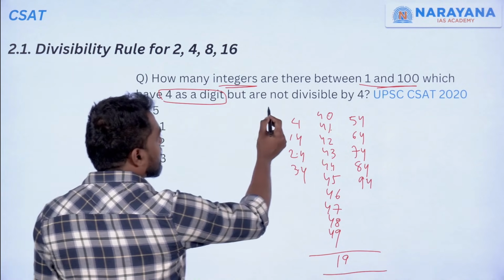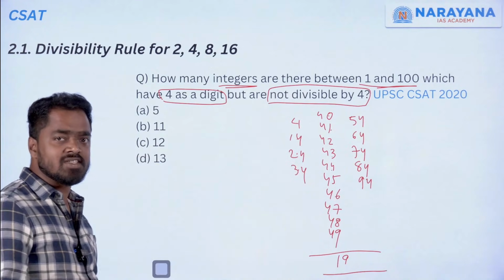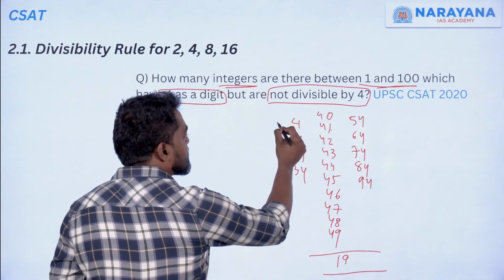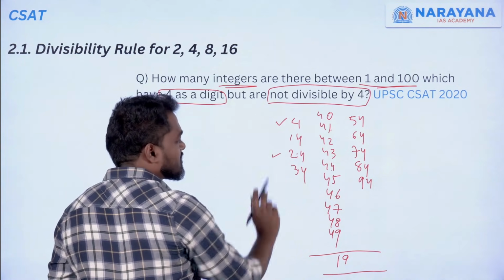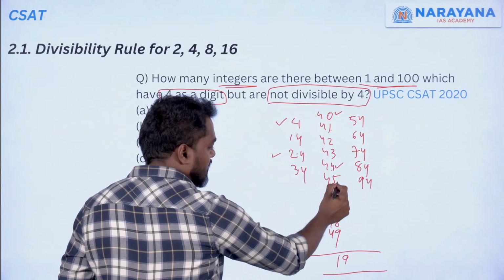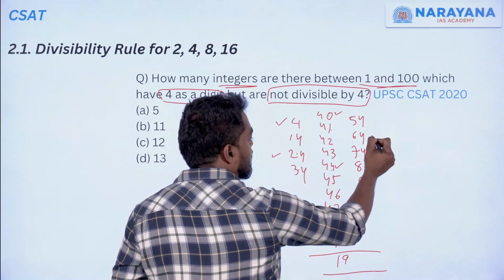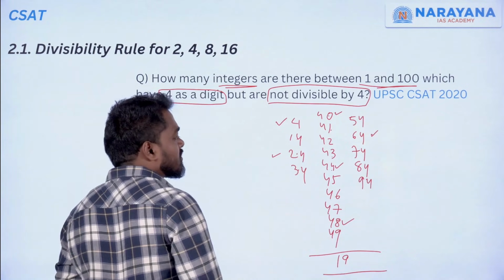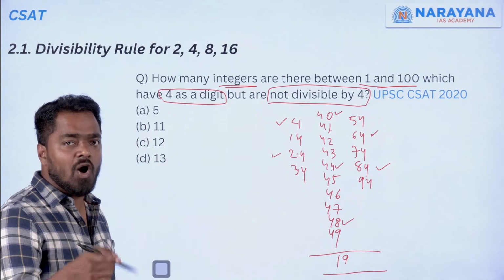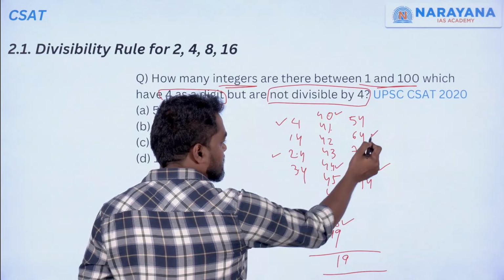Now they are asking how many of them are not divisible by 4. So first check how many numbers are divisible by 4. For example, 4 is divisible, 14 is not, 24 is divisible, 34 is not, and 40 is divisible, 44 is divisible, and 48 is divisible, and 64 is also divisible, 4 16s, and 84 is also divisible. So now count how many numbers are divisible by 4: 1, 2, 3, 4, 5, 6, 7.